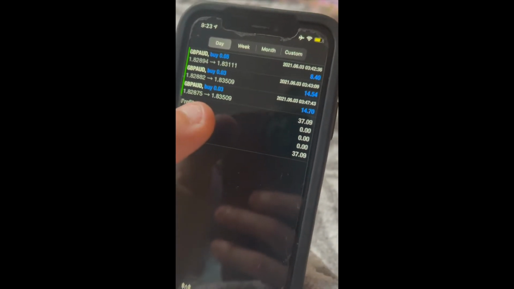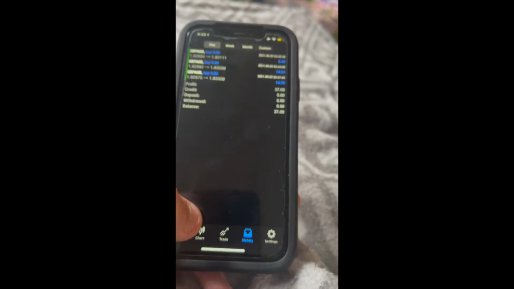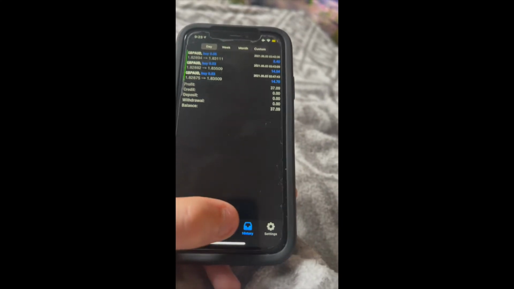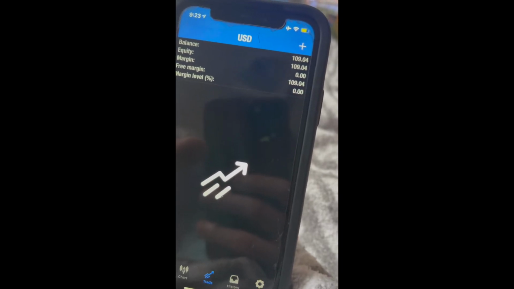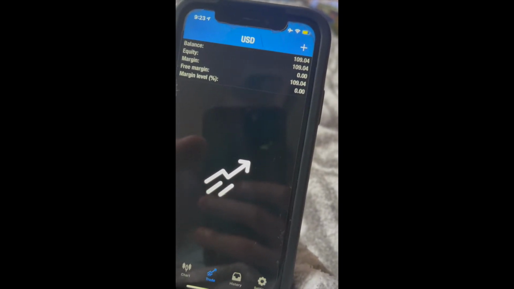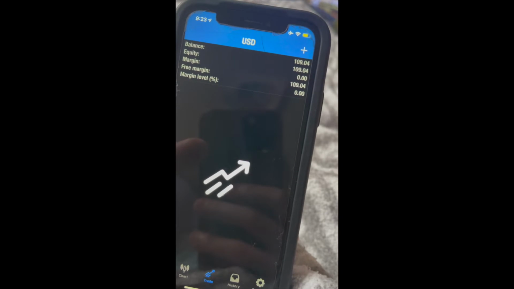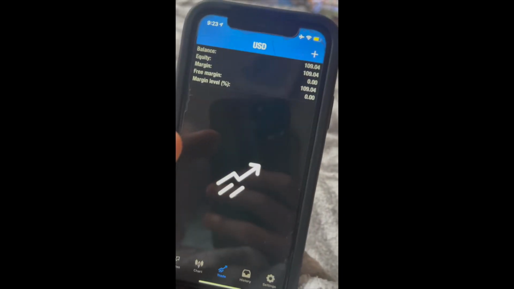$37. Oh my gosh. So this was a $60 account, and now it's $109. So basically about a 75% return on investment just this week, guys. That is amazing. Next week I'll be on here again. This is probably going to wrap it up for this week.